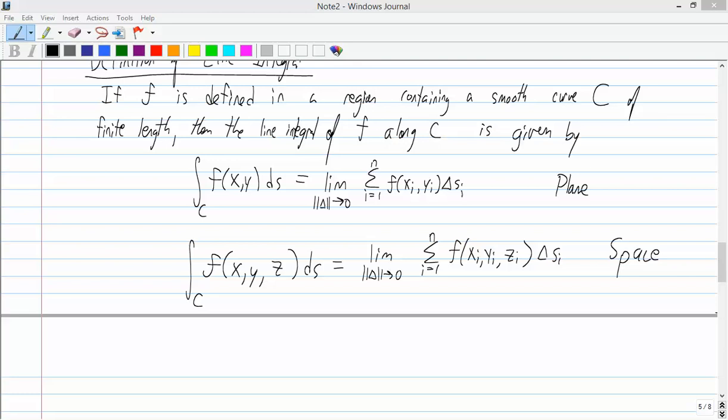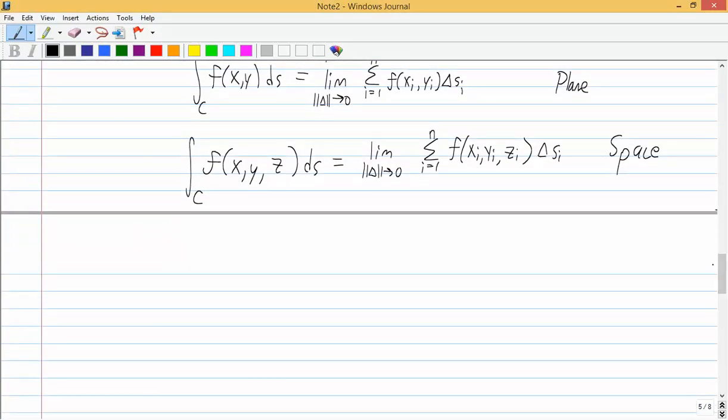The evaluation of the line integral is best accomplished by converting it to a definite integral. So, how do we do that? How do we convert that to a definite integral? Evaluation of a line integral as a definite integral.